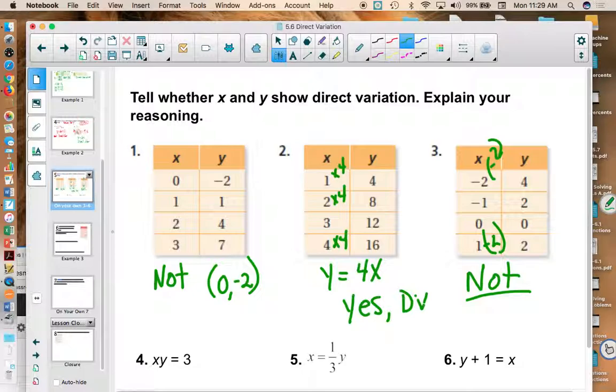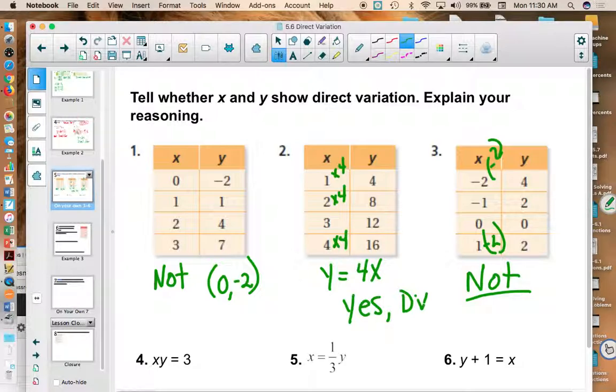And honestly, what we did here was exactly what you're being asked to do here. Okay? Look at numbers 1 through 6. Let's look at 1, 2, and 3. It says, tell whether x and y show direct variation. Explain your reasoning, and if they do, you have to find the k. We got 3 different answers. Number 1, we're going to do number 1 together.